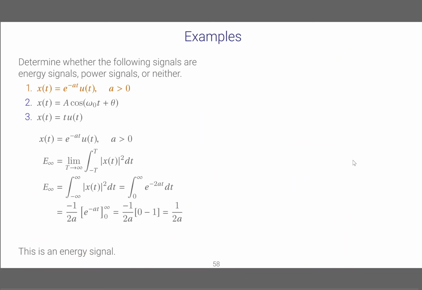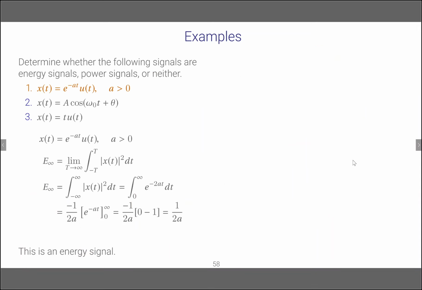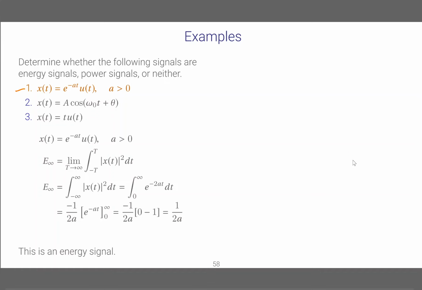So let's take some examples. First example, determine whether the following signals are energy signals, power signals, or neither. Take this one, x(t) equals e to the power of minus at, u(t). Here a is greater than 0. Since a is greater than 0, it is an exponential decay.